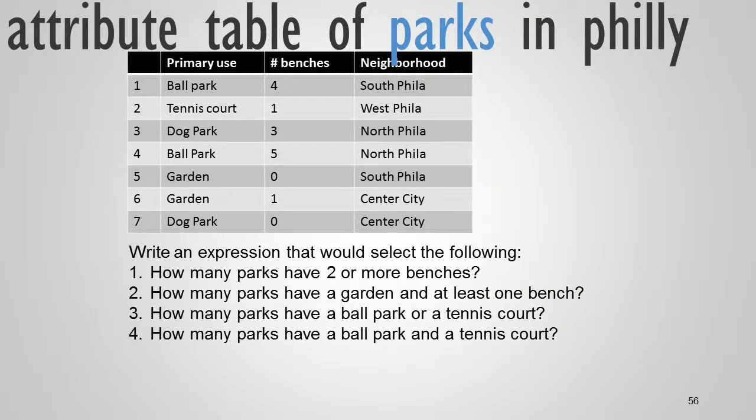I have a series of 4 prompts at the end of the PowerPoint asking you to write SQL queries that satisfy the following questions. How many parks have 2 or more benches? How many parks have a garden and at least 1 bench? How many parks have a ballpark or a tennis court? And how many parks have a ballpark and a tennis court? Think about that, maybe run through those on your own. I actually have an in-class exercise that we'll mess around with next time we meet.